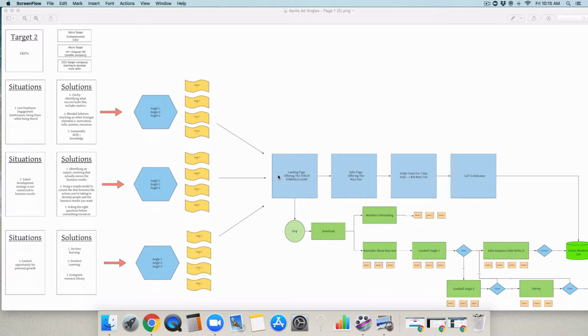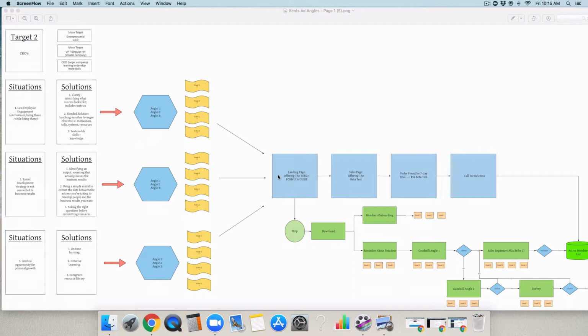Now that we have those solutions, we go on to situation number 2, do the same thing, move on to situation number 3, and do the same thing. Once you're completed with the situations and solutions side, you can move on to creating your angles. Your angles are going to be the message that you use to hold your audience's attention. Okay, now this is going to be real big because it's going to play into the very next part.